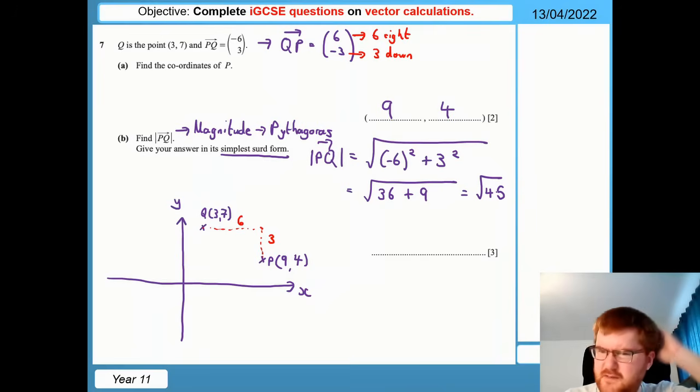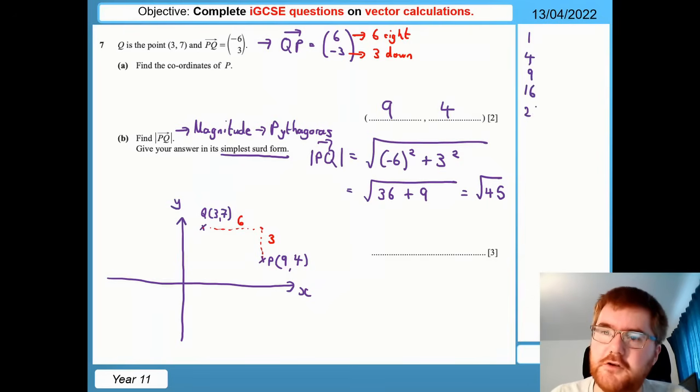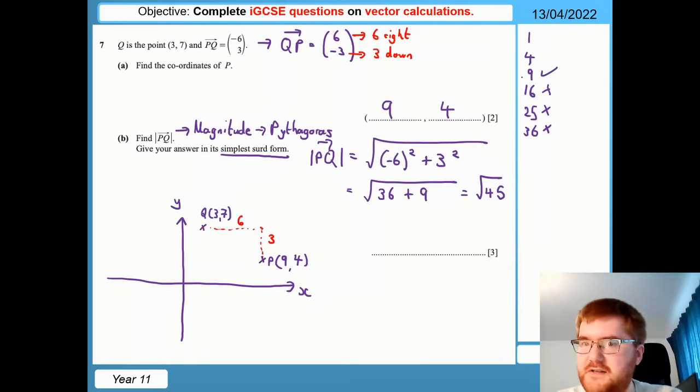I think we just did a question with simplifying the square root of 45. So remember, we're looking for all those square numbers that could or could not fit into it. 36 doesn't work, 25 doesn't work, 16 doesn't work, but 9 does. You probably remember this from before.